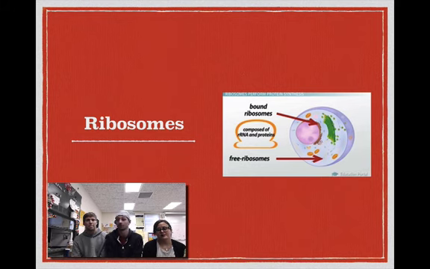So ribosomes are found in two different places in the cell. There are ribosomes on the rough endoplasmic reticulum, and there's also ribosomes just floating around in the cytoplasm. And ribosomes are the factories where proteins are made.